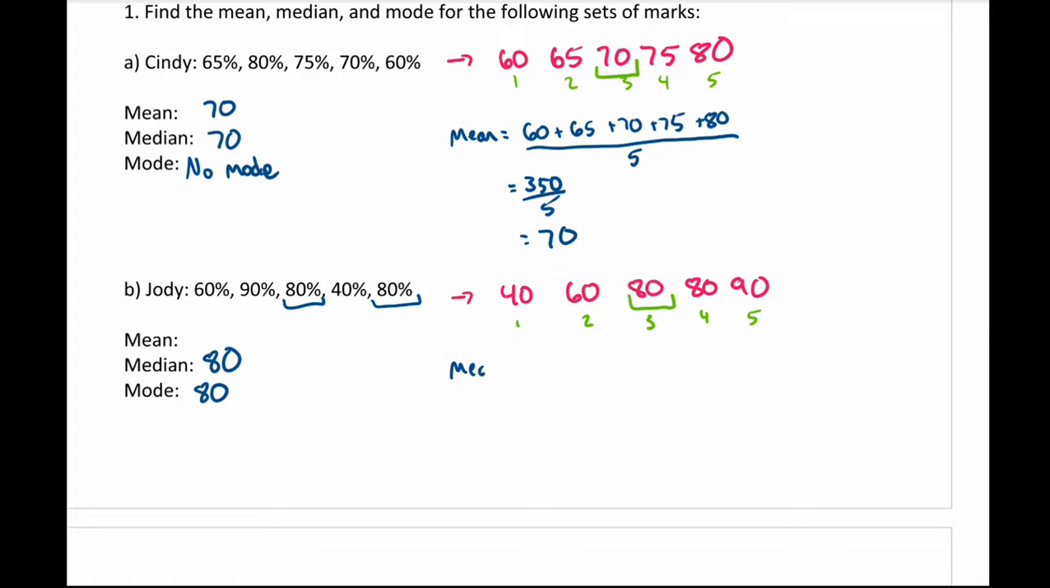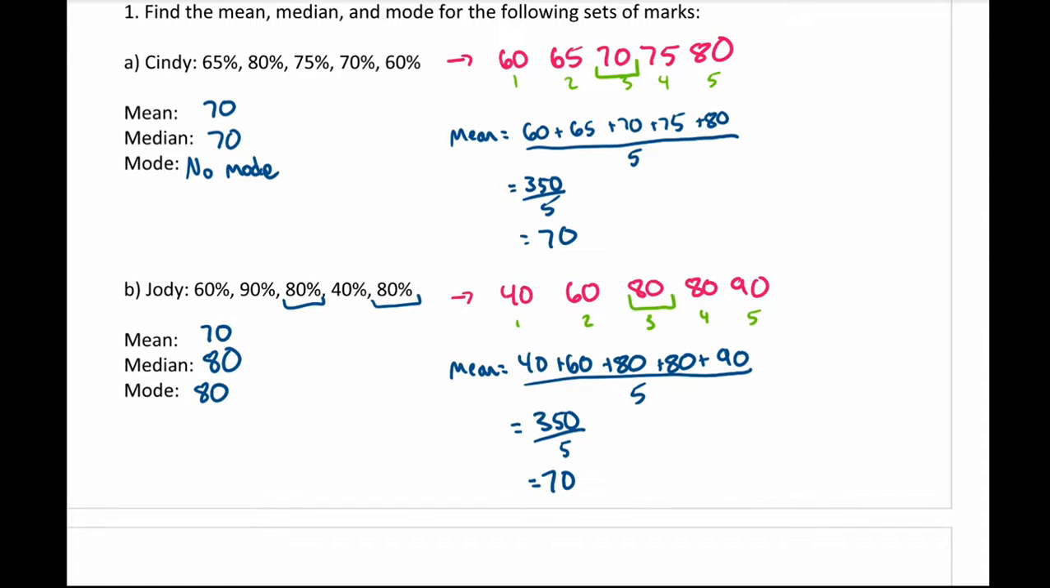And then for the mean, we add them all up and divide by how many numbers we have, which again is 5. We should get 350 again over 5, which equals 70.